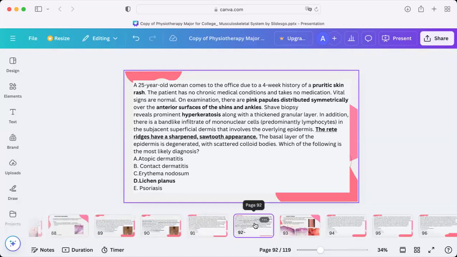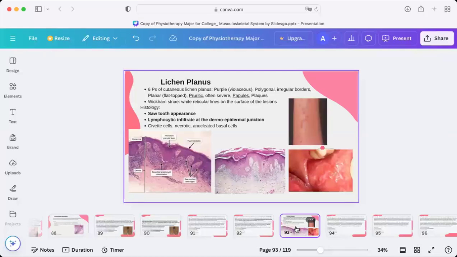You guys are very much so correct. Sawtooth appearance is pathognomonic. If you see sawtooth appearance, it's likely that you have the correct answer, okay? So let's talk about the histology a little bit.